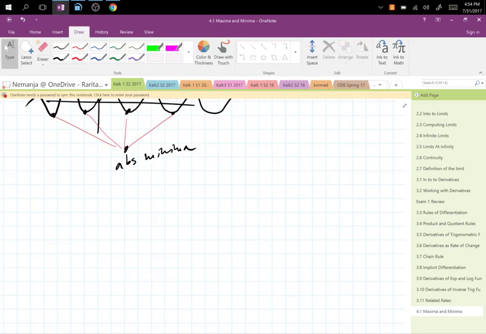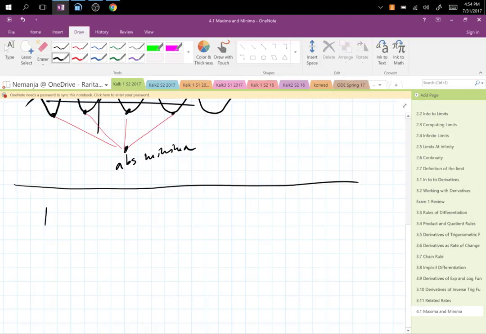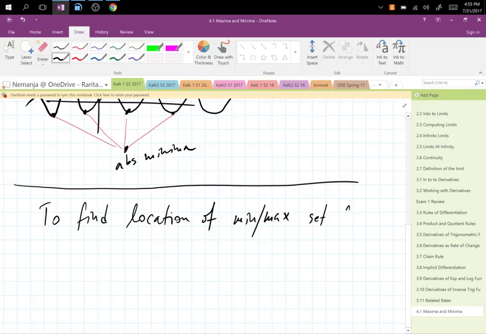So how do we figure out where the min and the max of a function is? Well, common sense says that we have a horizontal tangent line. Because we have a horizontal tangent line, that means that the slope of the line is 0, which means the derivative is 0. So, to find the location of min and max, set the first derivative equal to 0.